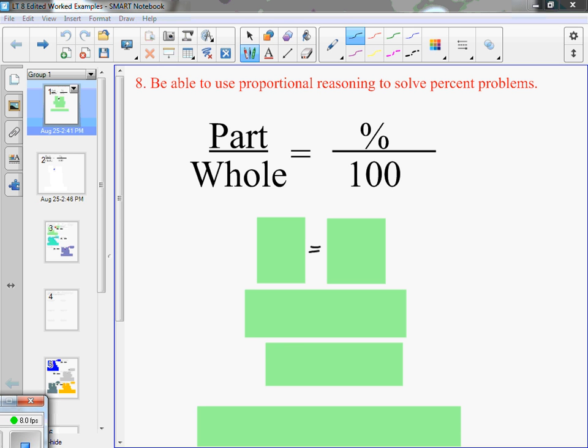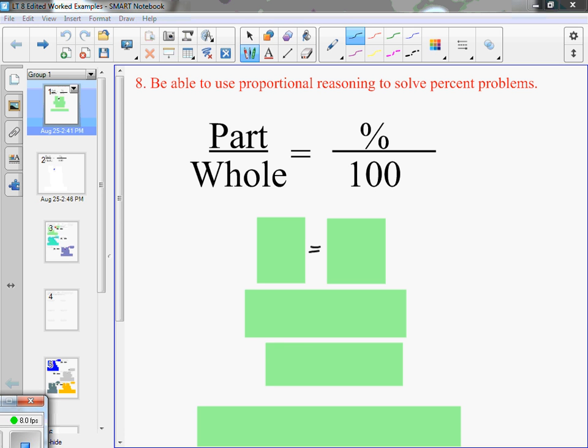So the learning target says, be able to use proportional reasoning to solve percent problems. And it all works this way. We talked about this some in the previous couple of days, part to whole. But it wasn't always that. Sometimes it was stores to years, which was one example we did. And as long as we stuck to the same thing, we were always okay. With percent problems, it needs to be part to whole equals percent to 100.